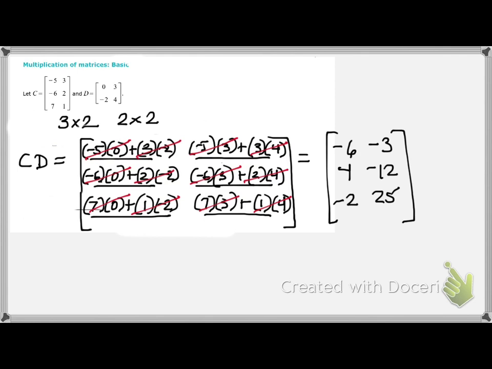Let's just look at one more thing here, that when I try to do D times C, now I have to change the order, right? So D is a 2 by 2 times C, which is a 3 by 2. And I told you at the beginning that in order to multiply, these two numbers need to match. So these numbers don't match. So I can't multiply these. And let's look at what happens when I try to.